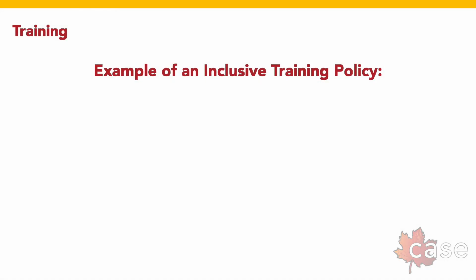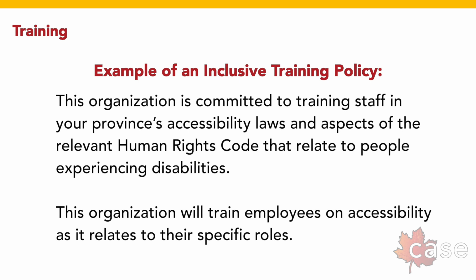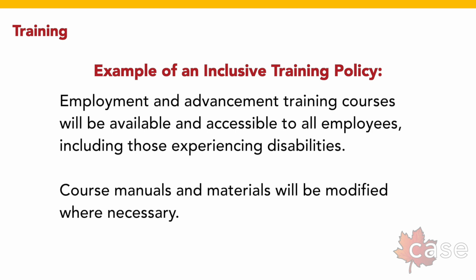Example of an inclusive training policy. This organization is committed to training staff in your province's accessibility laws and aspects of the relevant human rights code that relate to people experiencing disabilities. This organization will train employees on accessibility as it relates to their specific roles. Employment and advancement training courses will be available and accessible to all employees, including those experiencing disabilities. Course manuals and materials will be modified where necessary. After creating your policy, communicate it to your company and provide staff training.